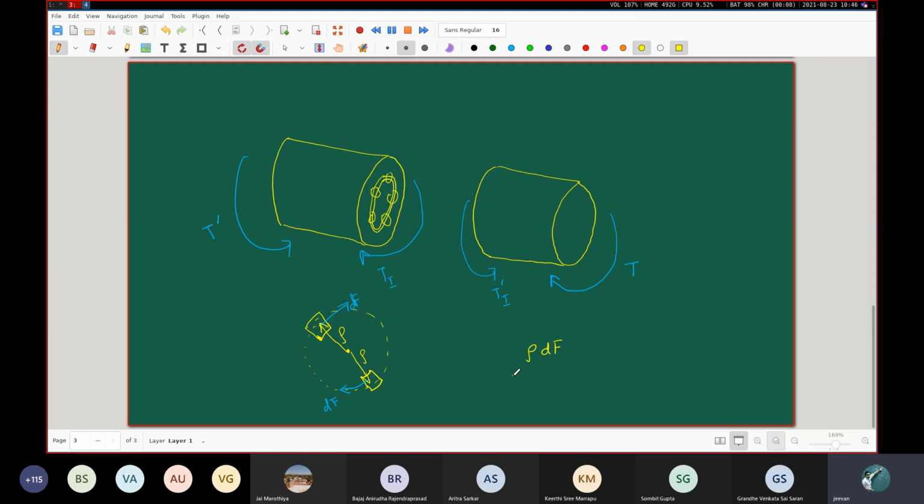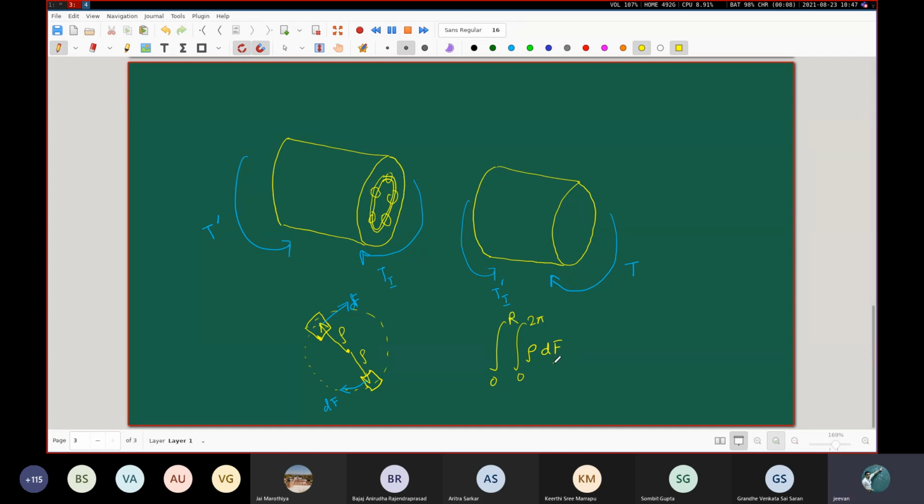Now the integration of rho dF will be first over the entire 360 degrees, from 0 to 360 degrees to cover this entire circle. And then we have to go from radius 0 to radius capital R. Remember that the radius of this entire cross section is capital R. So first we cover this entire circle, and then we go from 0 to R. So this is basically a double integral: 0 to 2 pi, and then 0 to R.